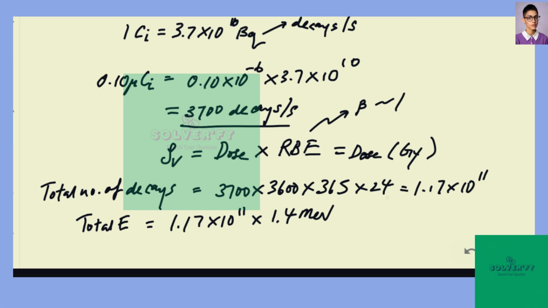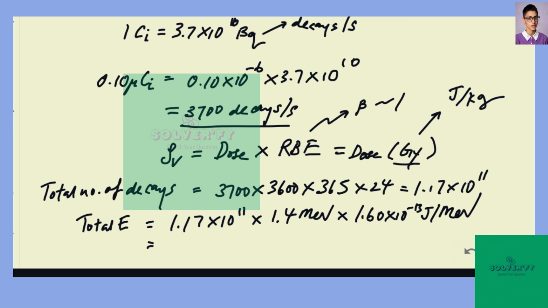Now we have to convert this MeV to joules, to get in terms of gray, because gray is joules per kilogram. So we convert that into joules by using the conversion factor, 1.6 times 10 to the power minus 13. We should get a value of 0.02613 joules.